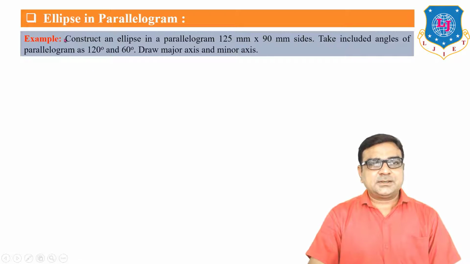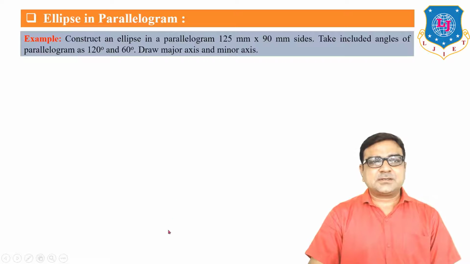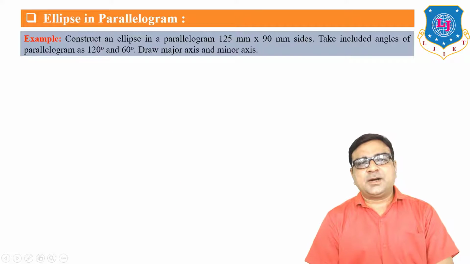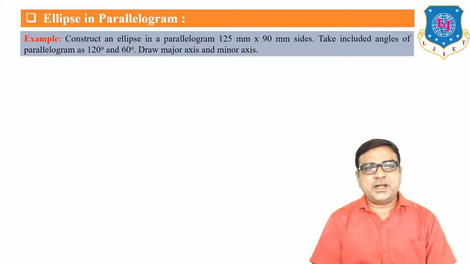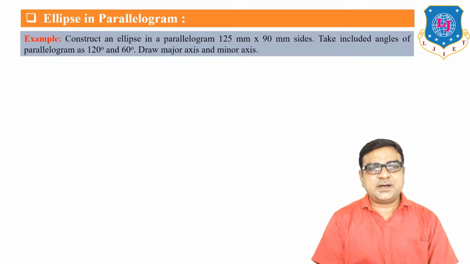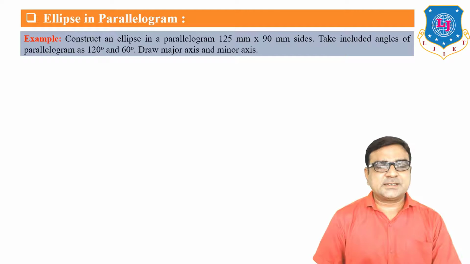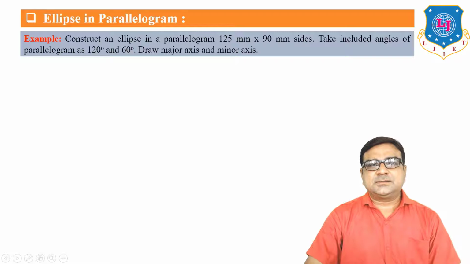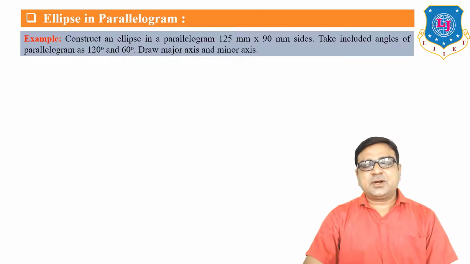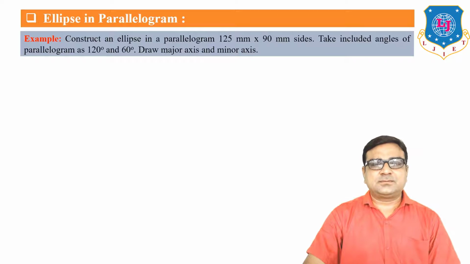Our next method is one in which the ellipse is drawn in a parallelogram. So here in our question: construct an ellipse in a parallelogram of 125 mm by 90 mm sides. Take included angles of the parallelogram as 120 degrees and 60 degrees. Draw the major axis and minor axis. So in this method, the major axis and minor axis are not given. We are given only the size of the parallelogram.